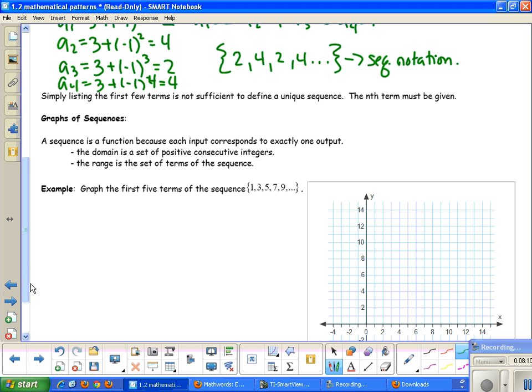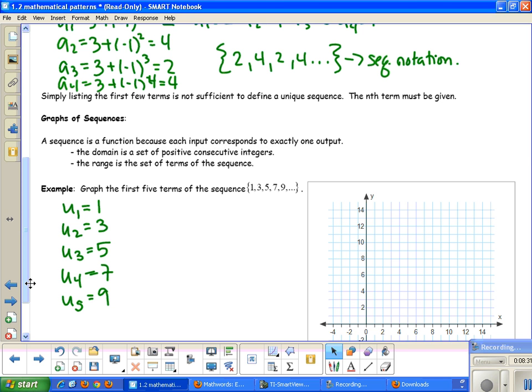So if we wanted to graph the first 5 terms of this sequence right here, well, let's write it out. U sub 1 is equal to 1, U sub 2 is equal to 3, U sub 3 is equal to 5, U sub 4 is equal to 7, and U sub 5 is equal to 9. So if I wanted to graph this, I could put it in my calculator, stat plot, and then hit zoom 9 in order to graph it, or really you're just graphing it discretely on your graph that you have.